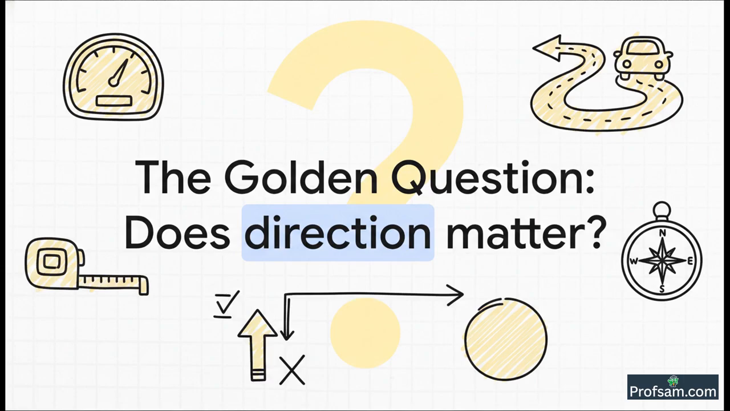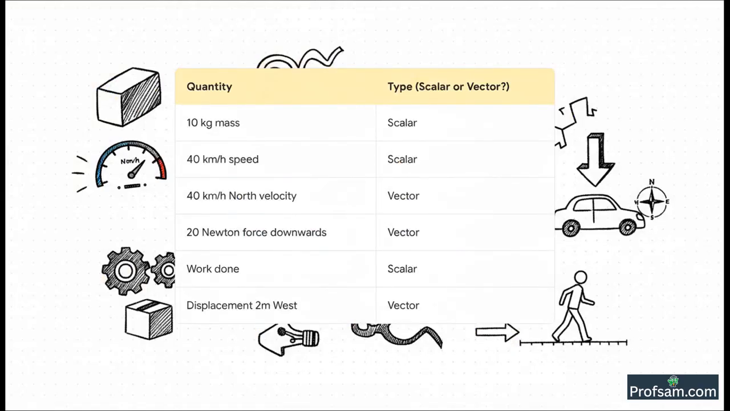For any quantity you see, just ask yourself this one thing. Does direction matter? If the answer is yes, it's a vector. If the answer is no, it's a scalar. That's the whole trick. Okay, let's try it out on these examples.